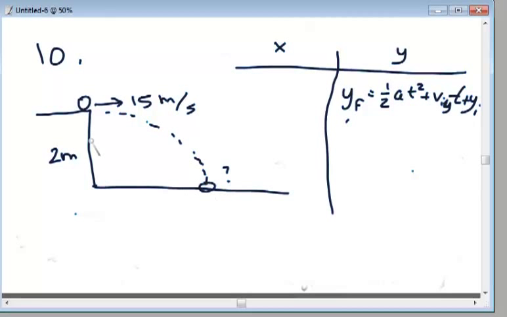Let's put our origin up here. That makes our initial y position equal to 0. Our final y position is -2, and that equals 1/2 of our gravity, -4.9, times t squared.